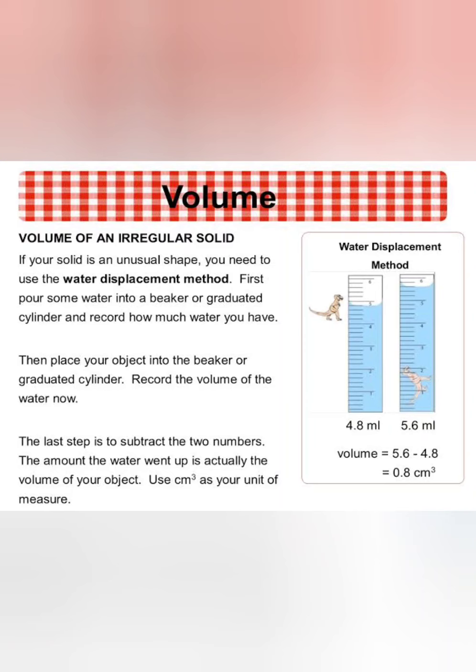Then drop your object into the beaker or graduated cylinder and record the volume of the water now. This volume is considered to be V2, and in this picture you can see the volume of water is 5.6 ml. So V2 is 5.6 ml. The last step is to subtract the two numbers, that is V2 minus V1. The amount the water went up is actually the volume of your object. You can use cubic centimeter as your unit.